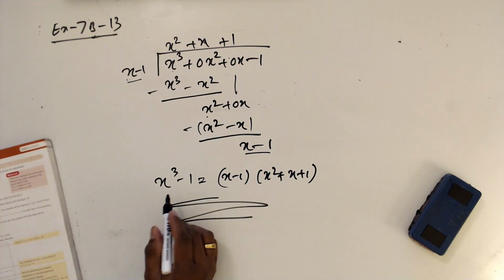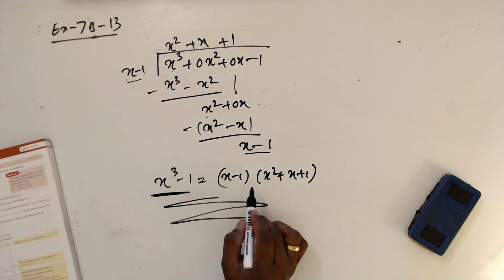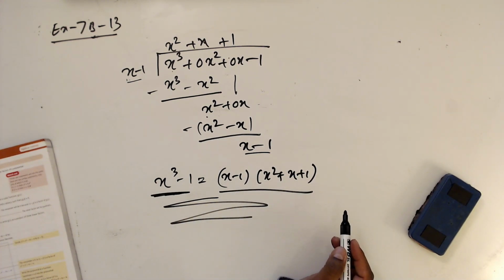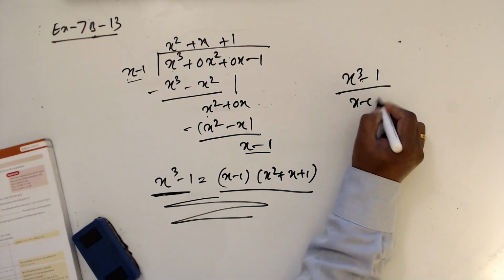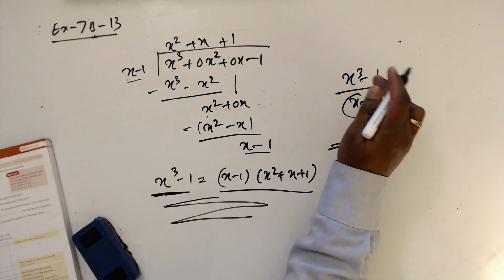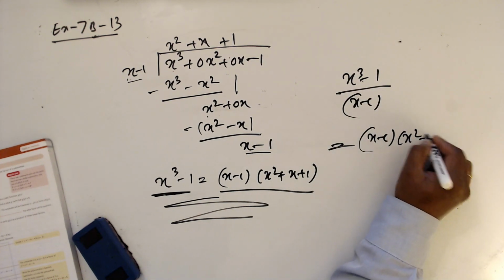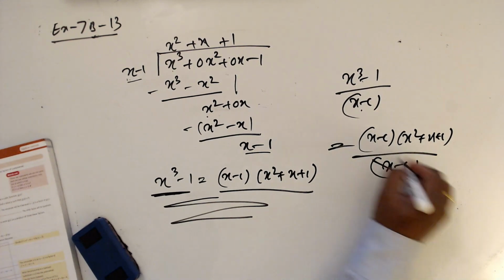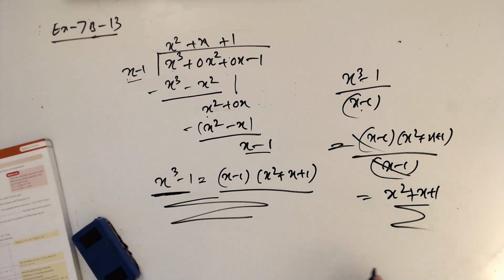If you see in algebraic calculation, if this one, x cube minus 1, and if you can remember this one, you can directly apply this one. For example, you want to divide x cube minus 1 by x minus 1, and you know what x cube minus 1 means, x minus 1, x square plus x plus 1, and divide by x minus 1, this is cancelled out, answer is x square plus x plus 1.